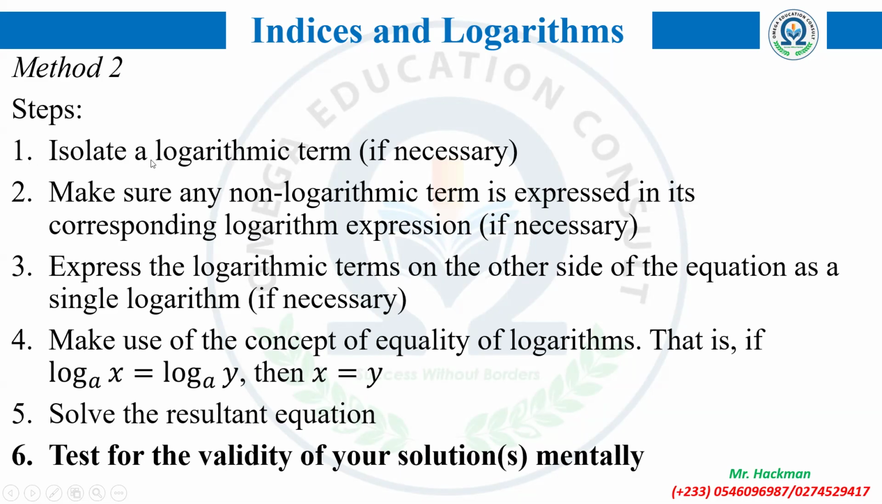Method 2, step 1: isolate a log term if necessary. With this one, you always have to make sure that there is one log term standing alone. So on one side of the equal sign, there should be only a log term. Step 2, if necessary. In certain questions you will see one of the log terms already isolated, so that step is not necessary. It has already been catered for in the question. Then you move on to step 2.